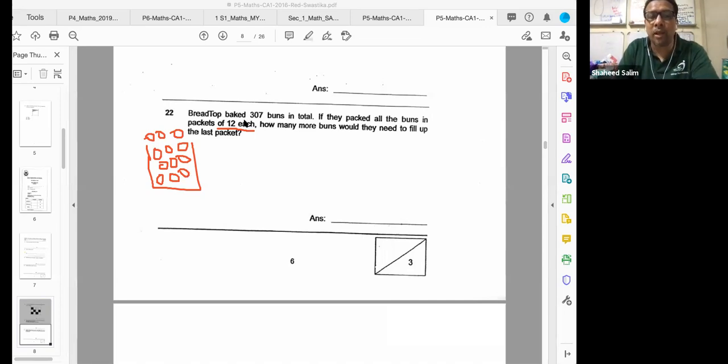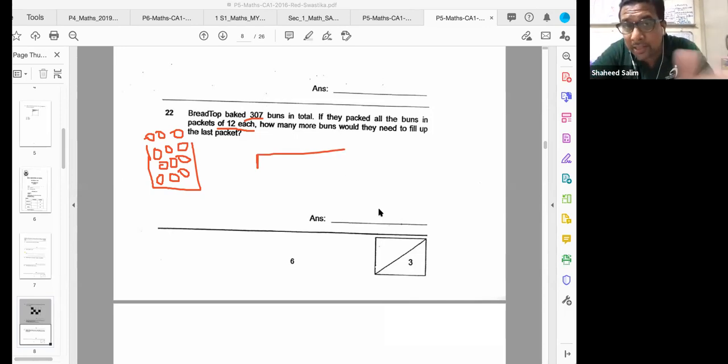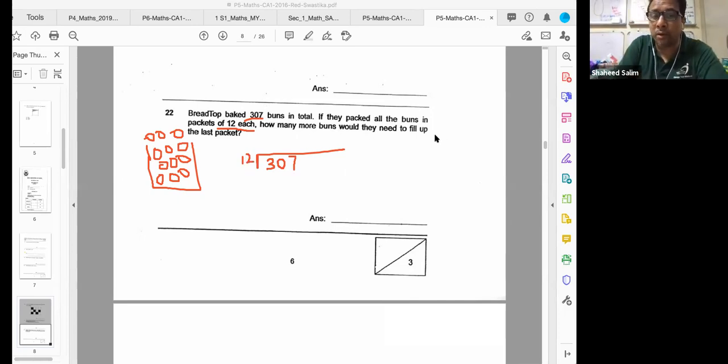So now he has baked a total of 307. So he's going to put this into 12, 12, 12, 12. When you put 12, 12, 12, 12, that means you have to divide. So now the problem, maybe some of you do not know how to divide by two numbers. Maybe there's a problem. Maybe one number you can. So if that's the case, let us try 307 divided by 12.